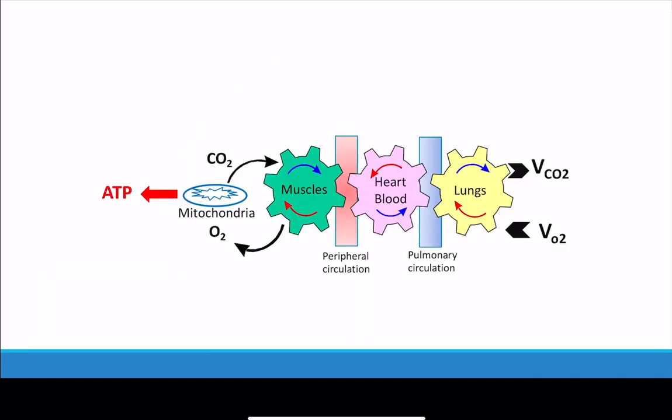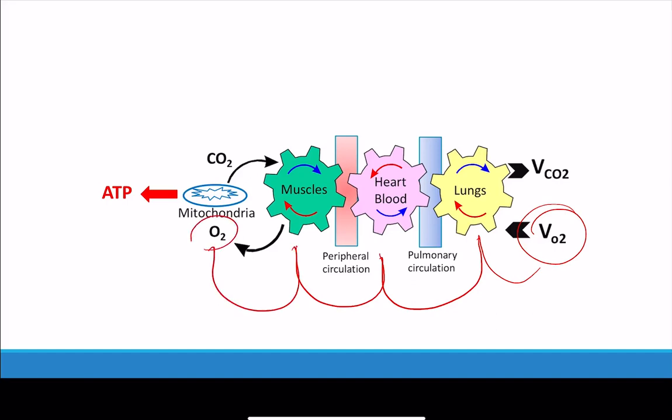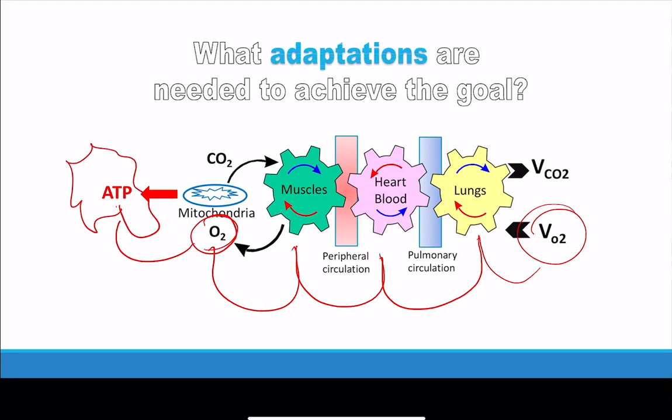So, of course, it's going to come back to our interrelated gear shifting model of taking oxygen and moving it in by the lungs, pumping it through the body at the heart and the blood, delivering it to the muscles to ultimately have the mitochondria take that oxygen and turn it into ATP. So, this lecture is going to answer the question, what adaptations are needed to achieve the goal?